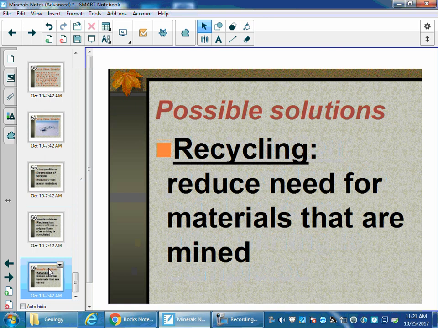Another solution, which is something that you can do as an 8th grader, is to recycle. When we recycle something, we don't have to dig more things out of the ground, more minerals out of the ground. So when that happens, it's better for the environment because obviously then we don't need as much, we don't have to mine as much. So this is really helpful with many different materials that we wouldn't necessarily need to have as much of if everyone were to recycle.